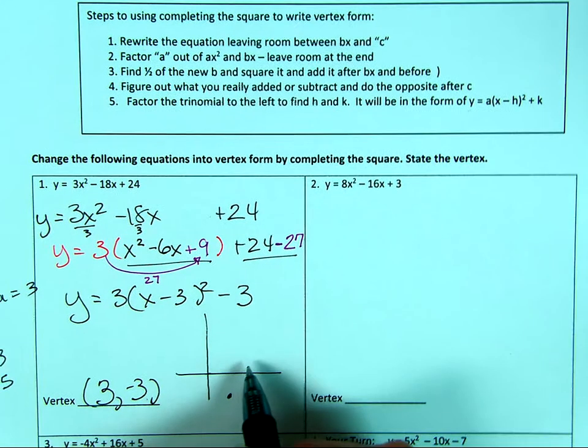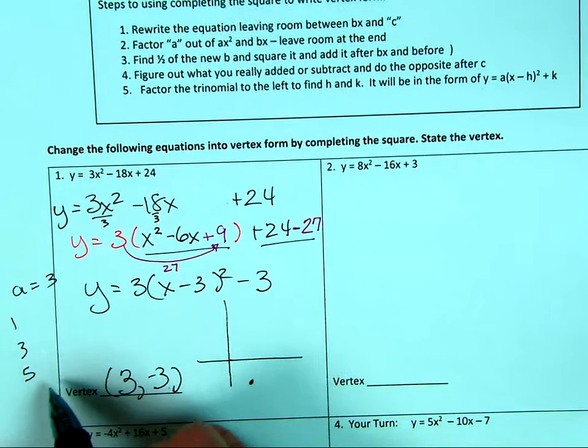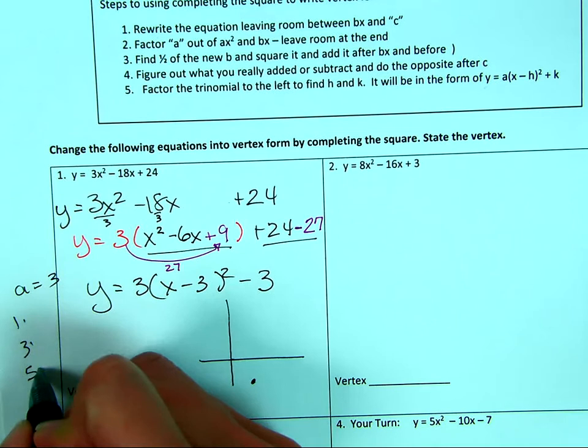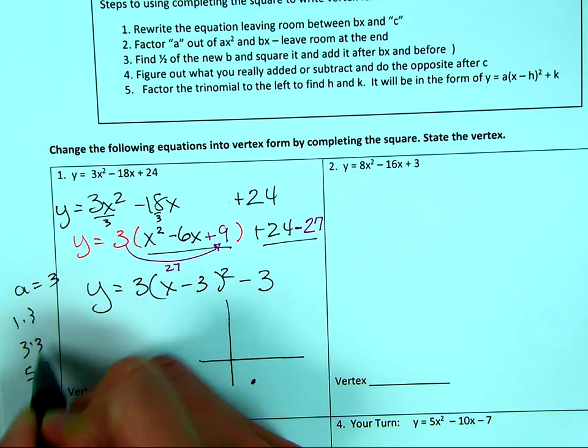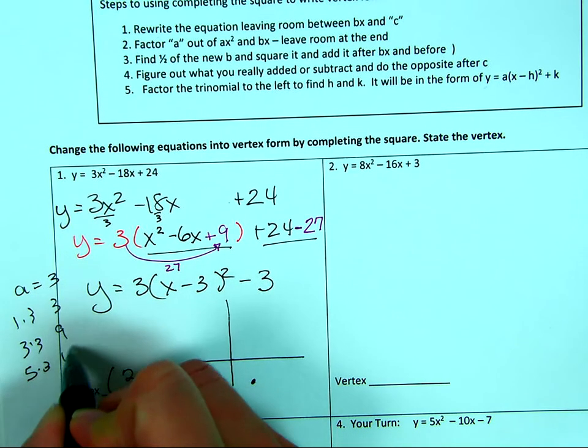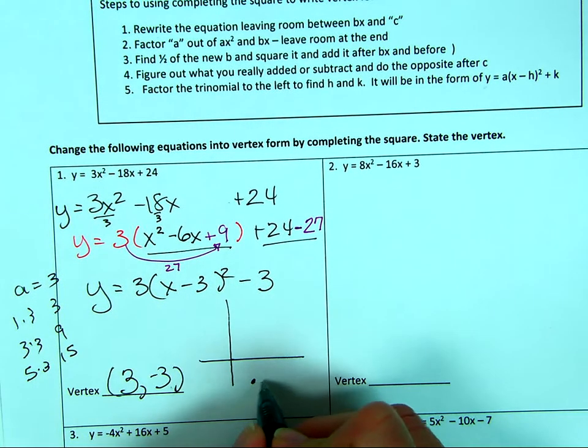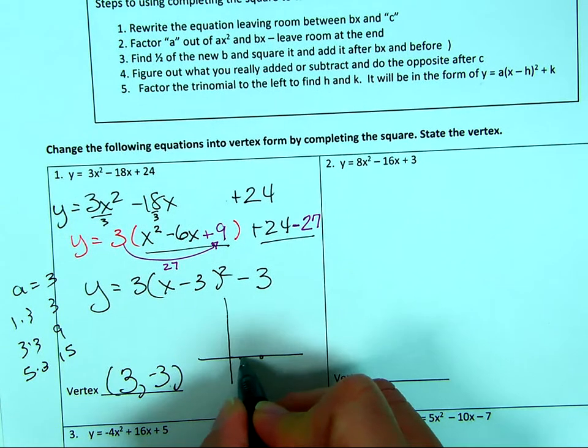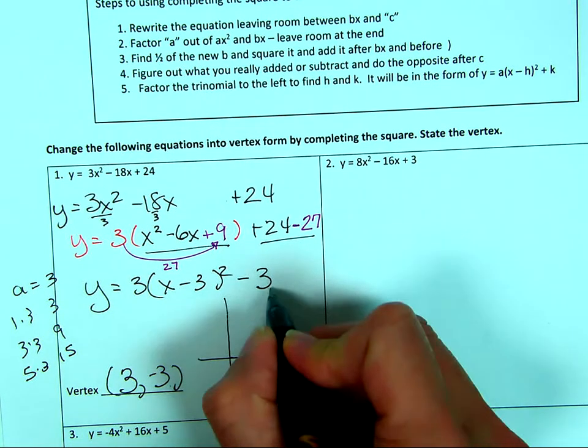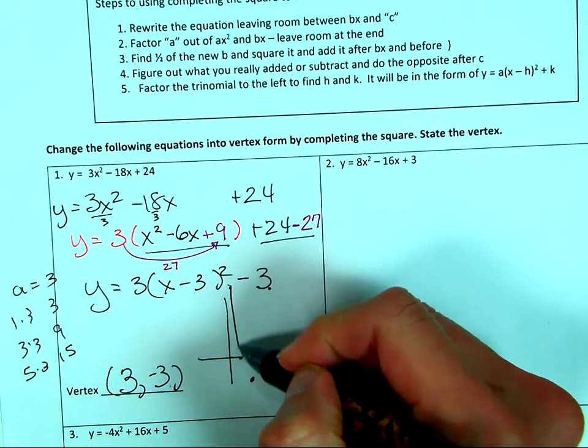But because a is 3, I don't do 1, 3, 5. I multiply all those by 3. So my pattern turns out to be 3, 9, 15. So I'm going to go over 1, up 3, then over 1, up 9, and then I would graph that like that.